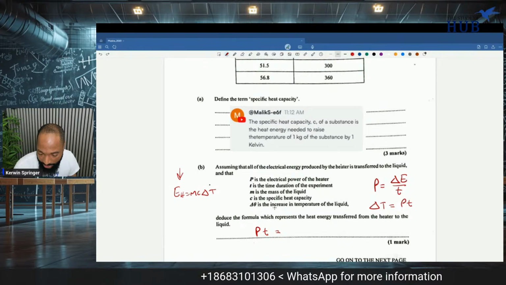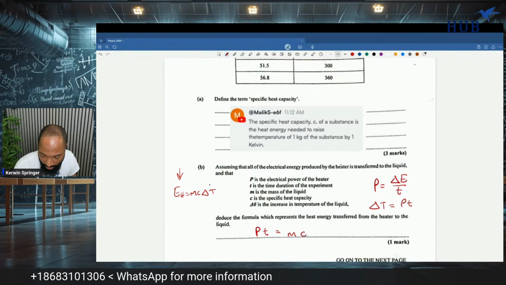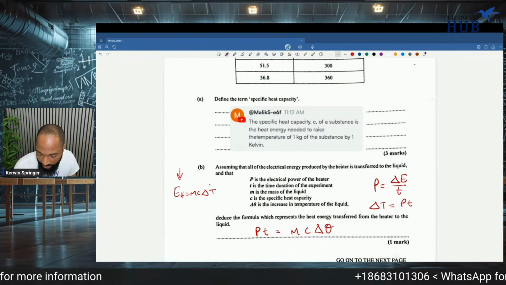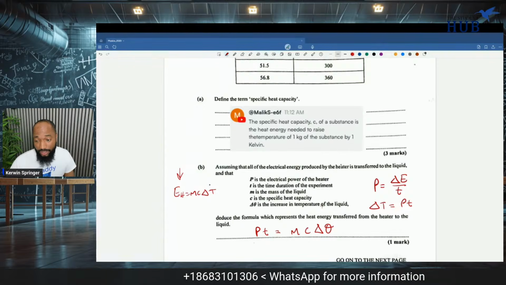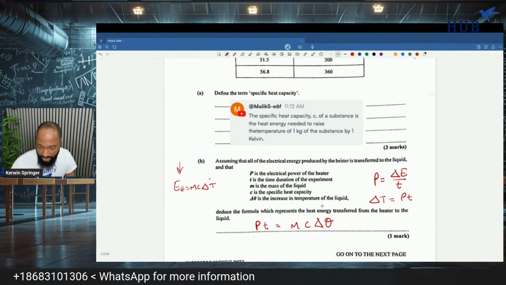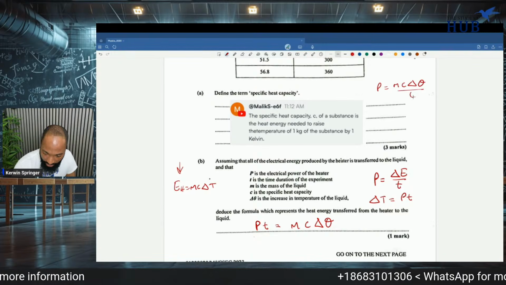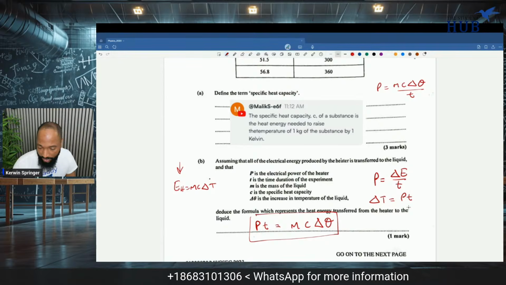And then MC delta, and they're using theta for change in temperature. So this was the little trick with this question. You could have also brought across the T. So you could have P is equal to MC delta theta over T, which is also correct. But I think this is the better way to write it.